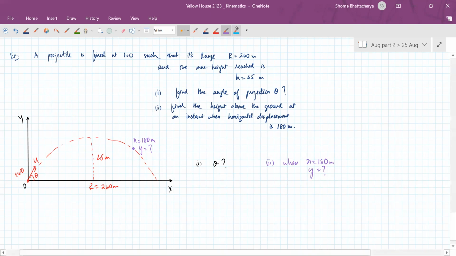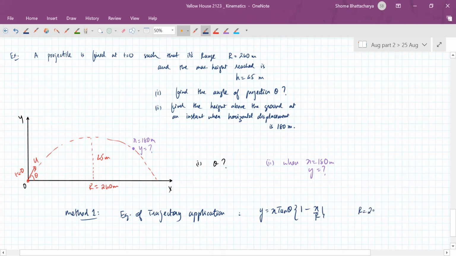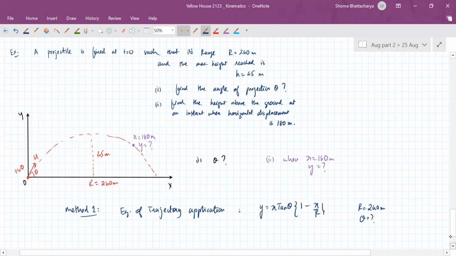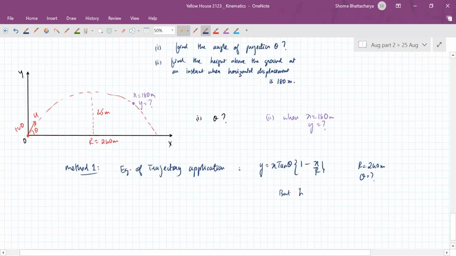The first method I'll go for is the equation of trajectory method. So y is equal to x tan theta into 1 minus x by r. Now in this I know that r is 240, but theta I don't know. But I also have the information that the maximum height is 45 meters.